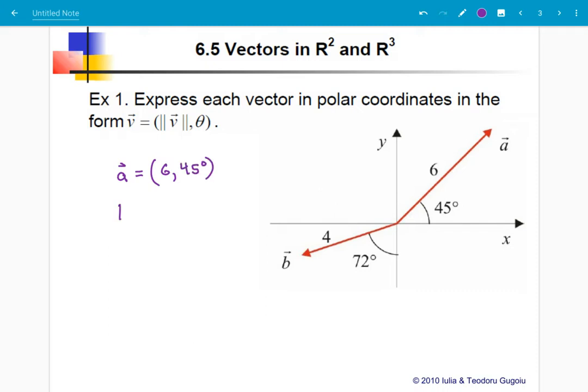Vector B, magnitude is 4. The direction, it's in standard position, so it'll be 270 minus 72, which is 198. So 4 is the magnitude and 198 degrees.